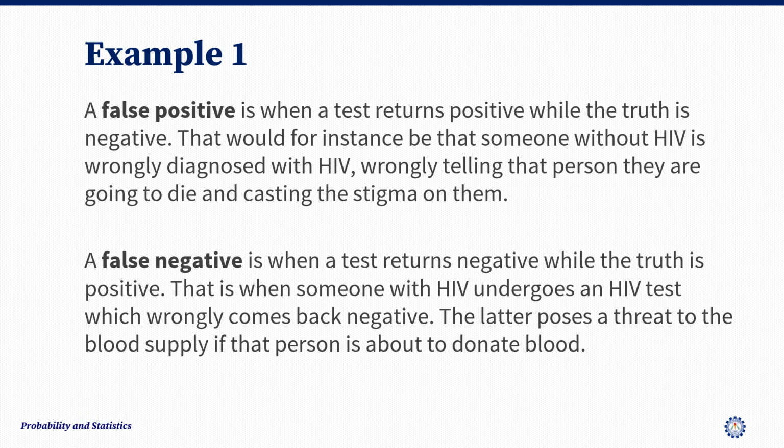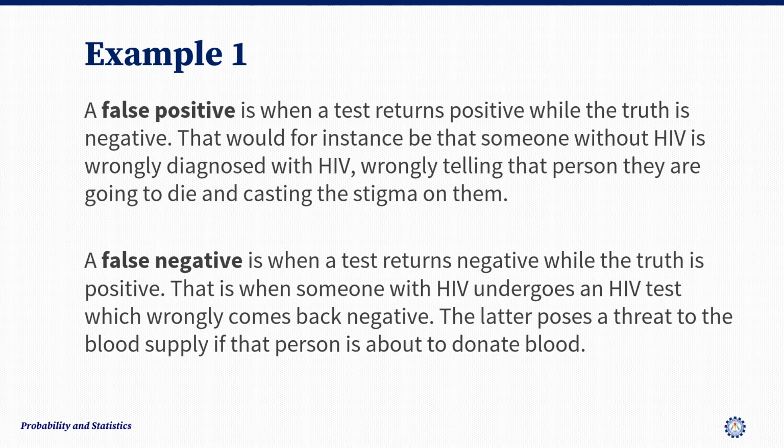attached to the disease. So here we have a situation which is a false positive, when a test returns positive while the truth is negative. So that's why we call that a false positive. That would, for instance, be that someone without HIV is wrongly diagnosed with HIV, wrongly telling that person they are going to die and casting the stigma on them.